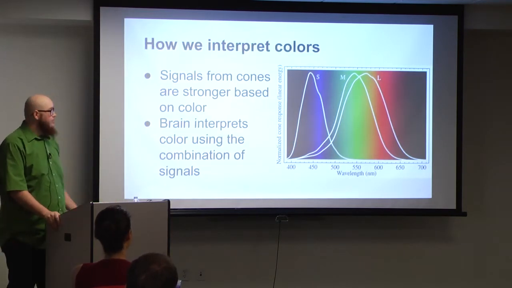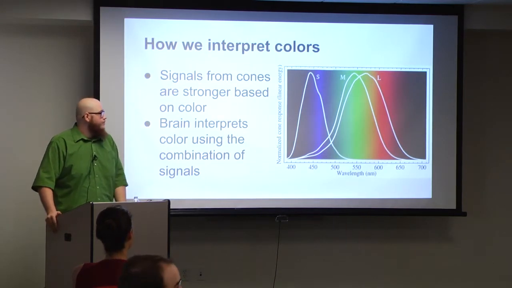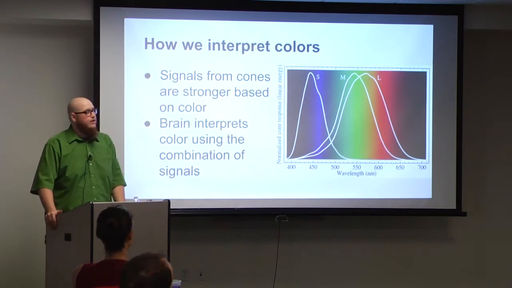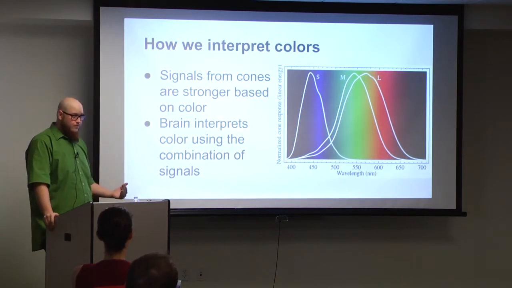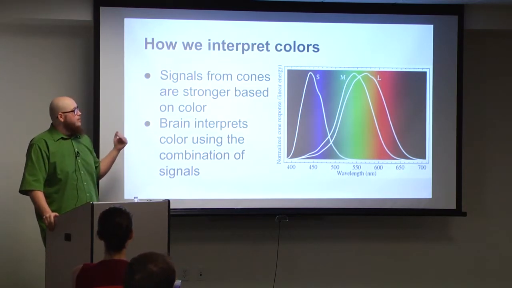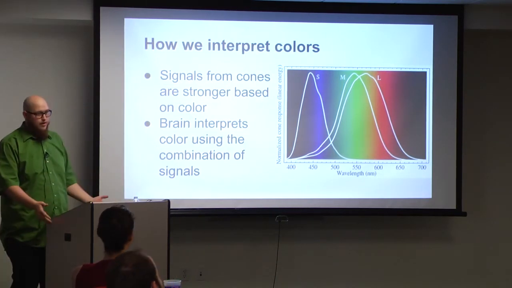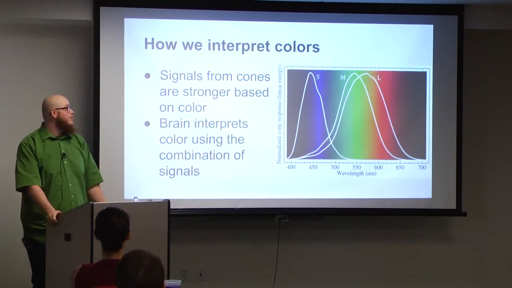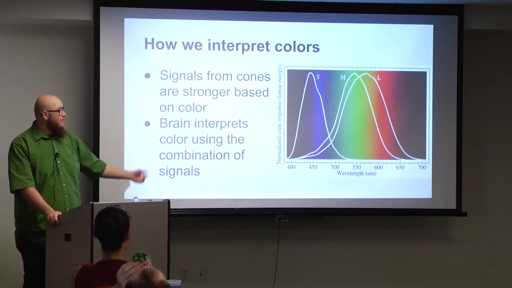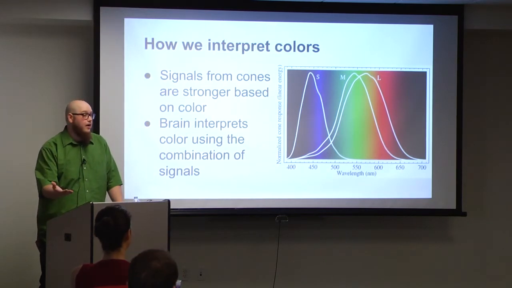And how we actually interpret colors is you can see the curves over here on how they correspond to color. And basically what happens is the closer they are to their color, the stronger response they send off to your brain. And your brain interprets the cross-section from two or more of these cone types to determine what color an object is.